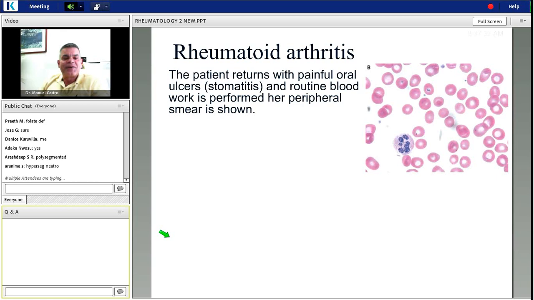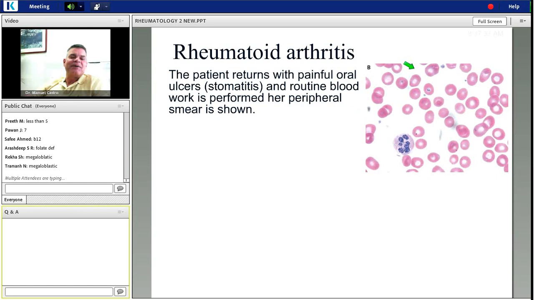Polysegmented neutrophils, right? Over here. How many lobes should a neutrophil have? Yeah, less than five, right? And this one has 1, 2, 3, 4, 5, 6, 7, 8, right? So definitely, what does that tell you about the condition that this patient has here? Megaloblastic, yeah, megaloblastic anemia, right?